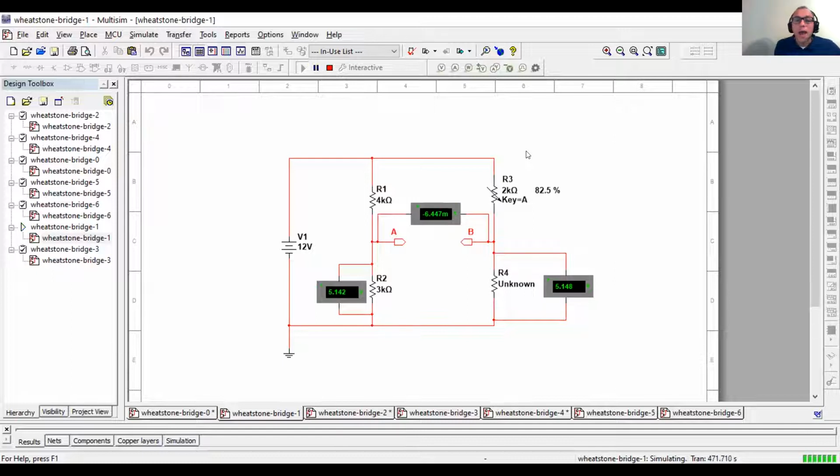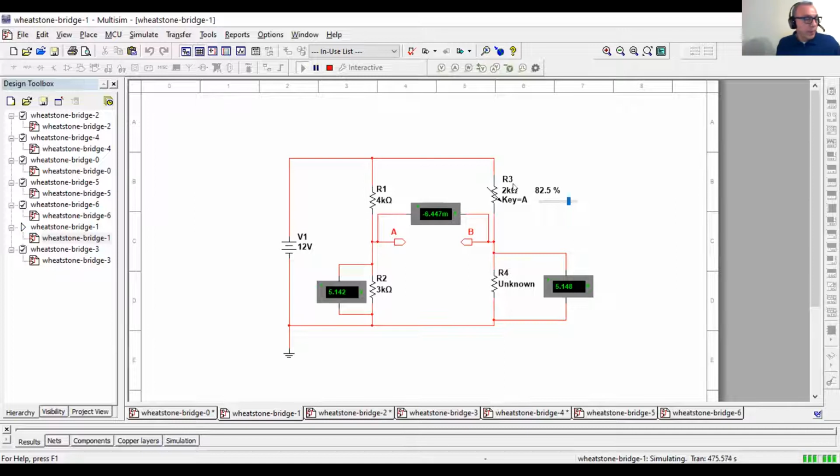So we know R1, we know R2, now we know R3, it's 82.5% of 2K. So now we can calculate R4, okay, because we know VA is equal to VB. All right, we have 1.142, 1.148. Again, we could be a little more accurate, but let's calculate with what we have.